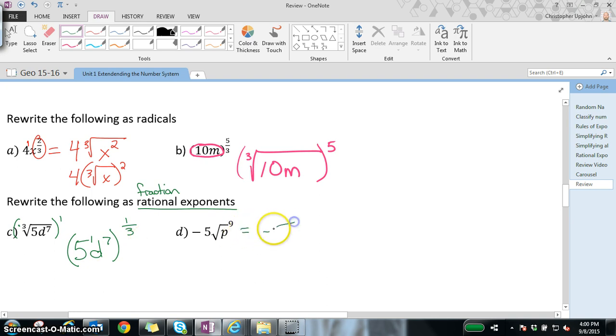Here, again, -5 is -5. Nothing to do there. The index that's here, remember we have an invisible 2. So it's p to the 9 over 2. Our index becomes our denominator. Our power becomes our numerator.